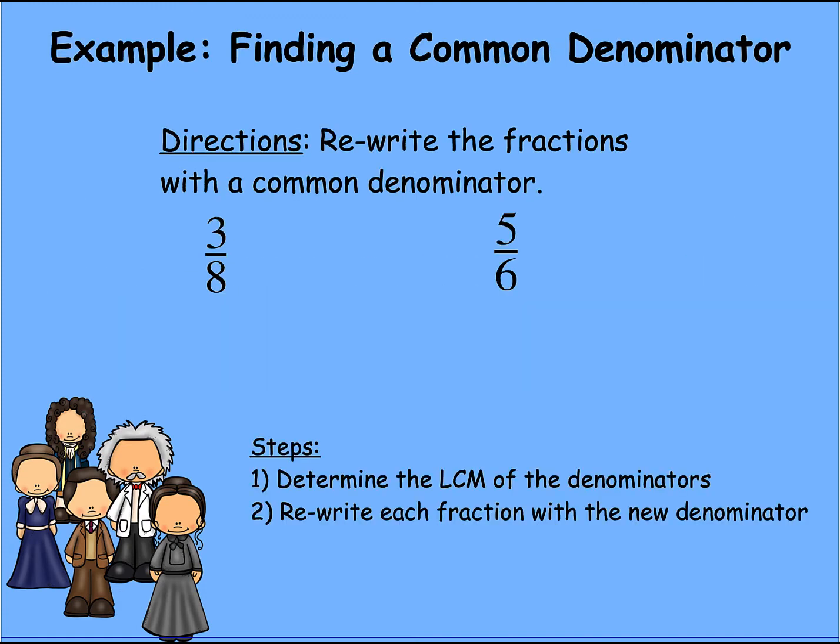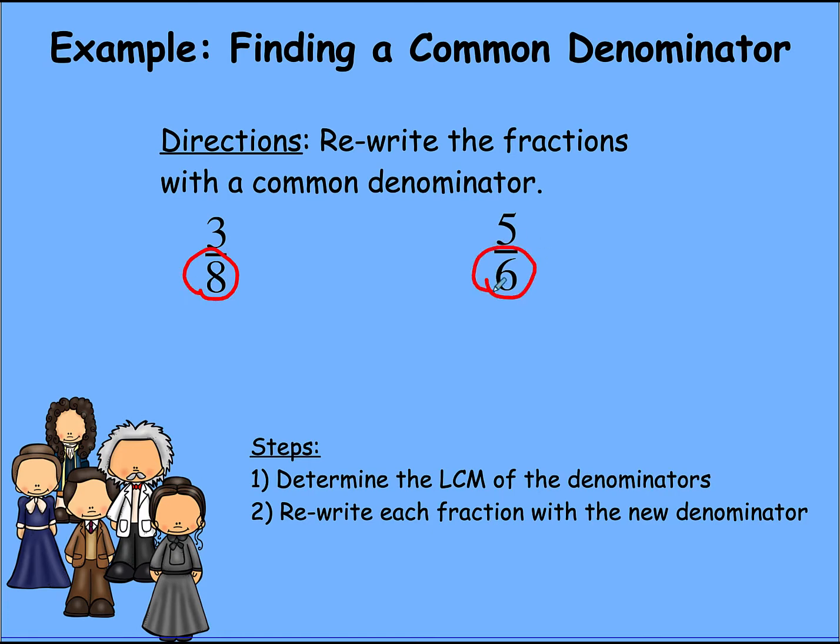So let's go ahead and practice doing that. We have two fractions, 3/8 and 5/6, and we want to rewrite them so each of them has the exact same denominator. So the steps are, first figure out what's the least common multiple of the denominators. So let's start there.